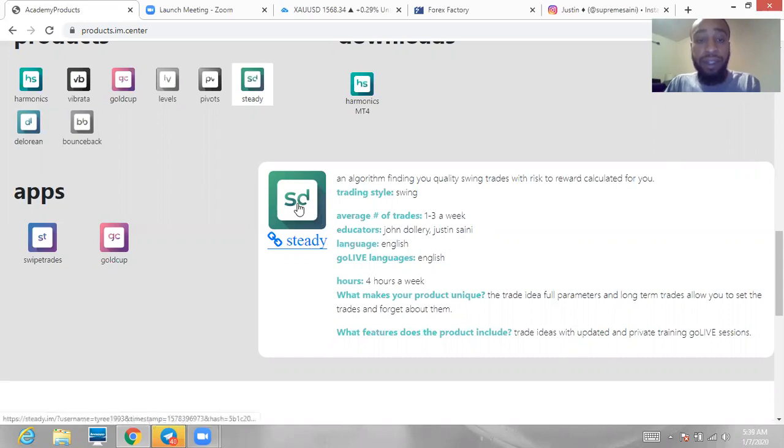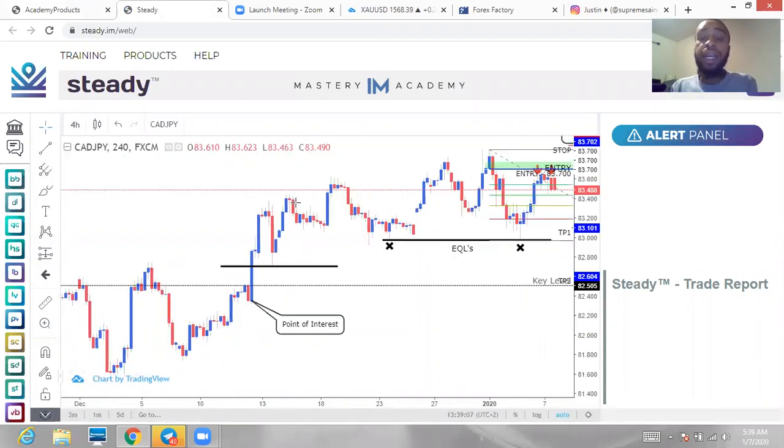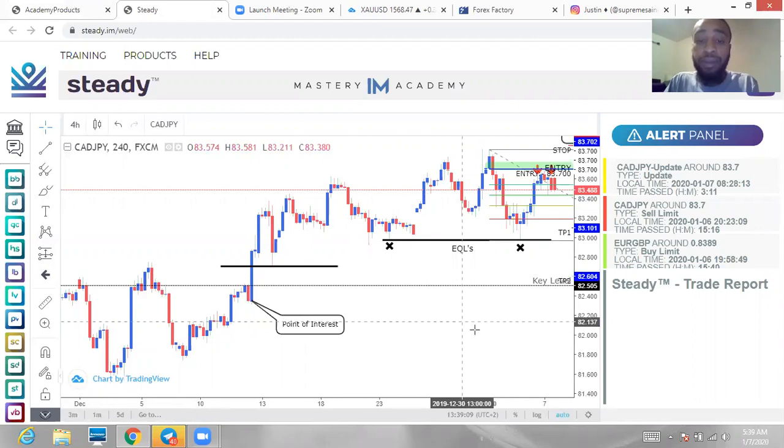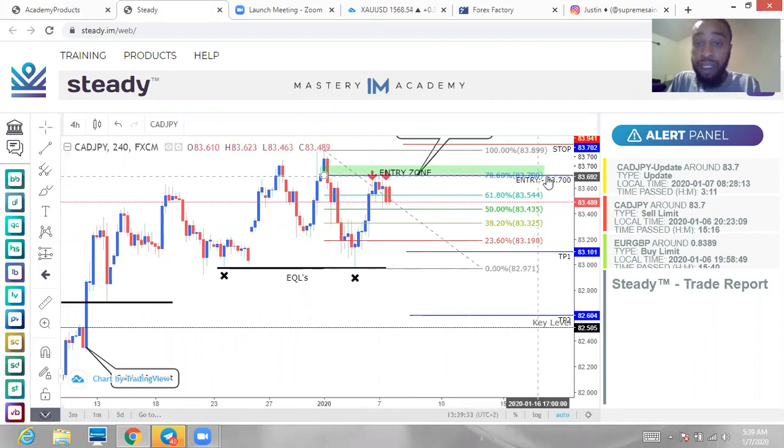Now, from here, you would then click on Steady. And whenever you click on Steady, it is going to bring you to this next screen. Now, me personally, Steady is going to be one of my favorite products because for the entry level trader, which a lot of us are, this is going to be one of the easiest products to visually comprehend. Because assuming that you looked at my how to use im.center video and you're able to navigate and look at the Forex 100 series videos and so on and so forth, you should know what an entry is, which will be here.